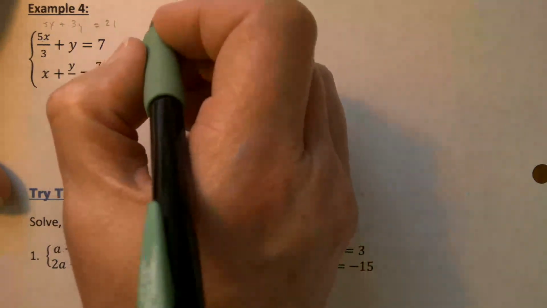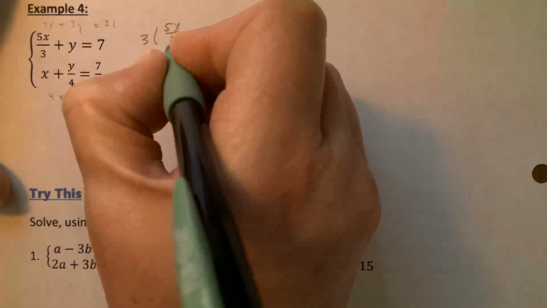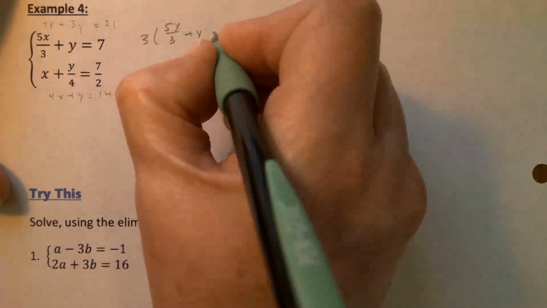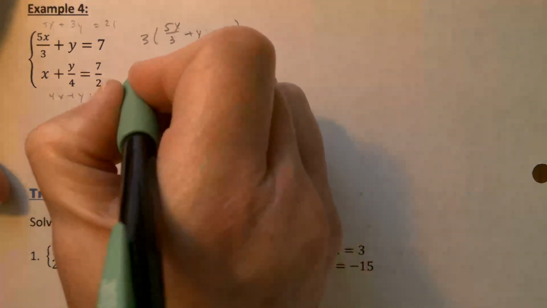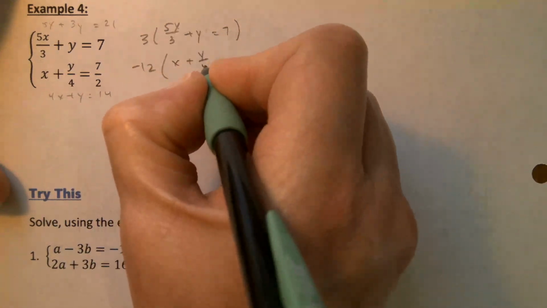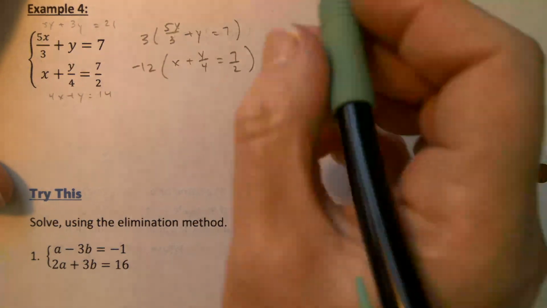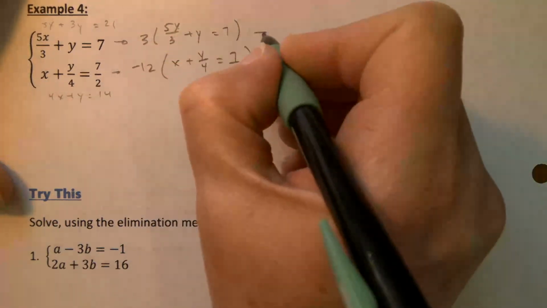So here's what I'm going to do. I'm going to do 3 times this equation. So 5x over 3 plus y equals 7. And I'm going to do -12 times this equation. And you're looking at me going, what? You can do this in 2 steps if you want. I just don't like doing extra steps if I don't have to.